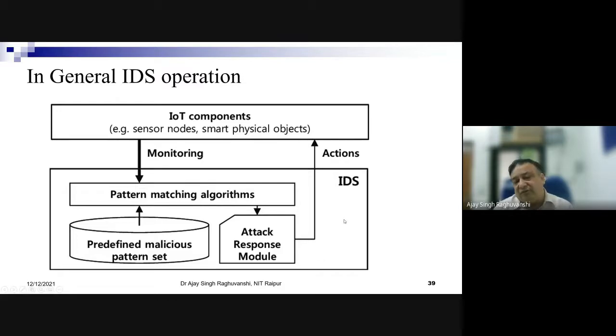So what I can say is, IDS just keeps monitoring sensor nodes, smart objects, IoT components, any component where it is. It monitors the data that is flowing through it and keeps checking the patterns in the data. If these patterns violate the normal pattern and match some predefined malicious set of patterns, then it detects it as an intrusion and gives an attack response, alerting the system that there is intrusion. So this is how your IDS works.